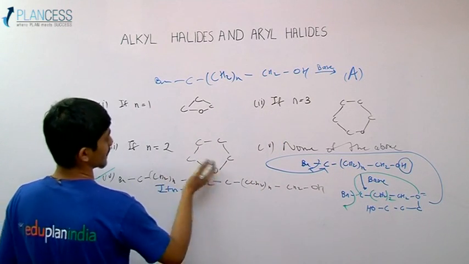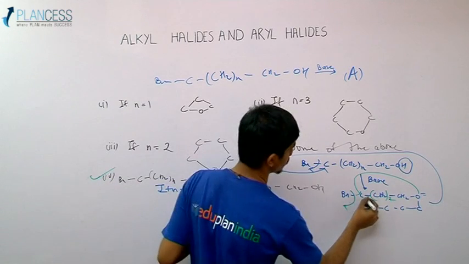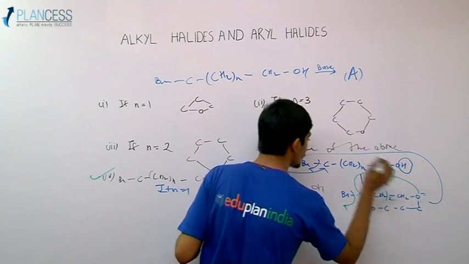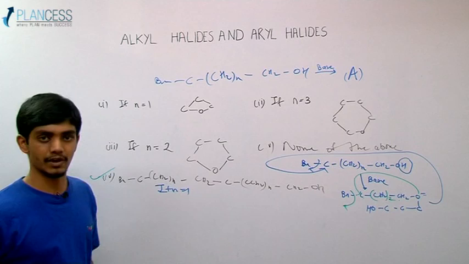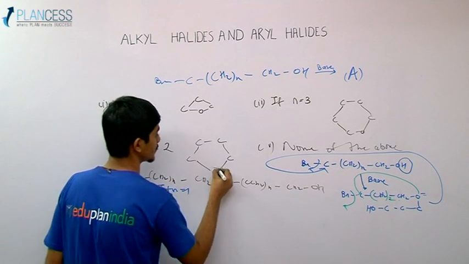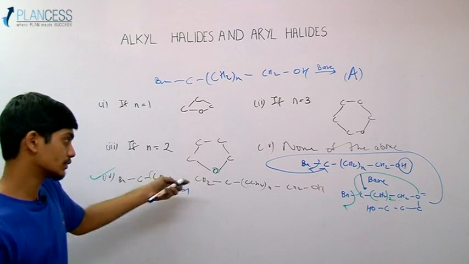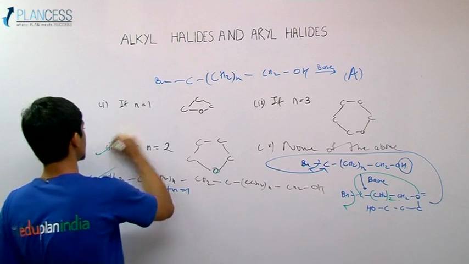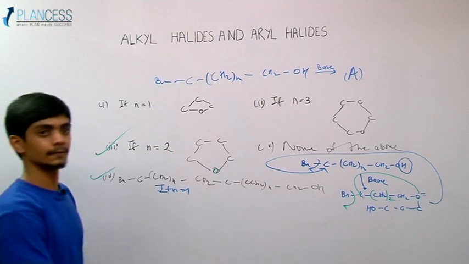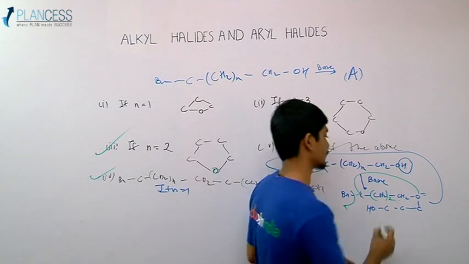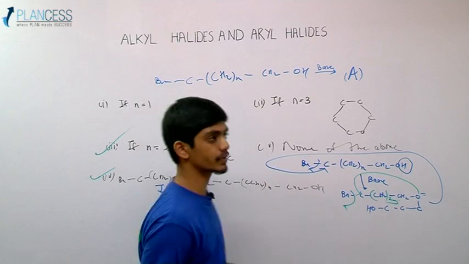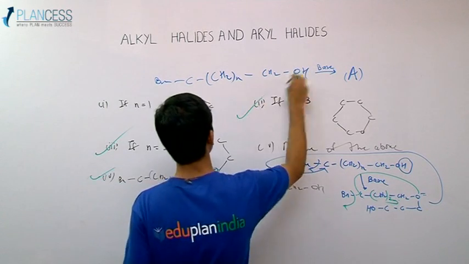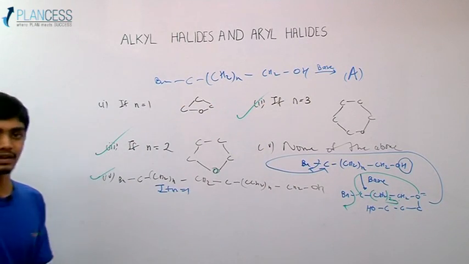That structure will be something like this, because we have a 1, 2, 3, 4, 5 membered ring, with an oxygen in one of the positions. So that means this option is also correct. And similarly, if n equals 3, we will have a 6 membered ring with oxygen in the middle, and again this option is correct.